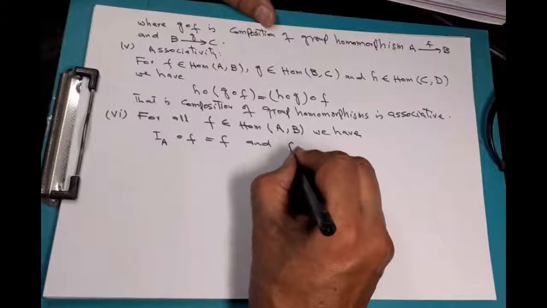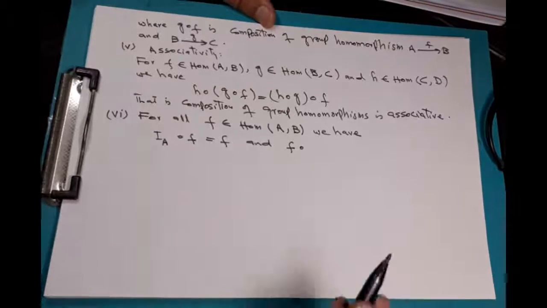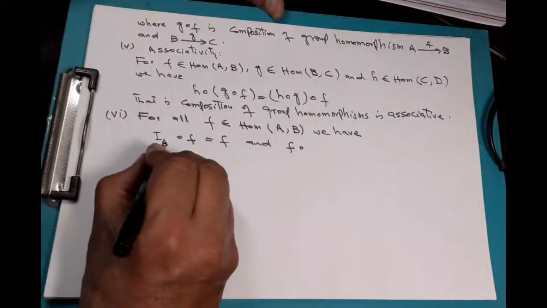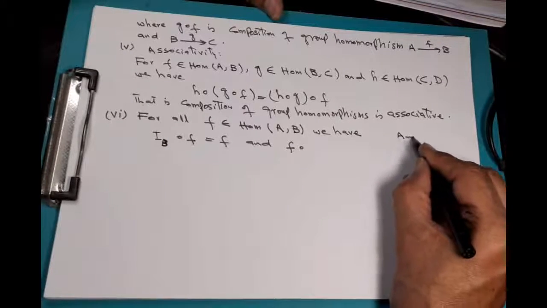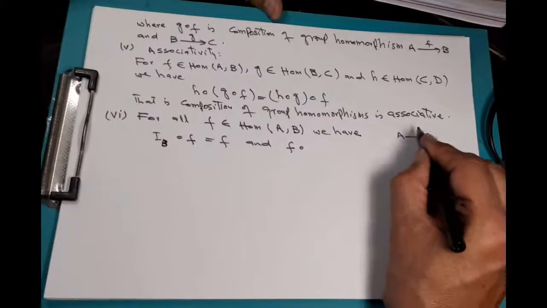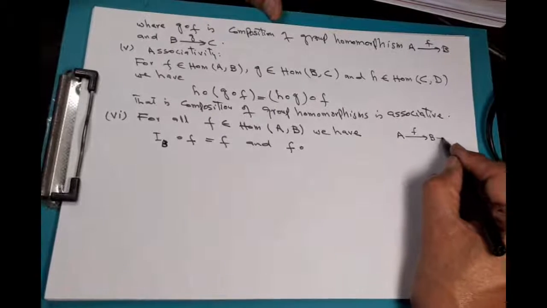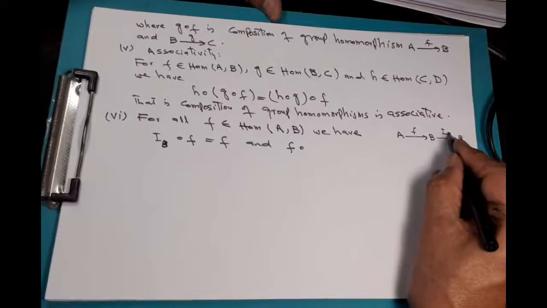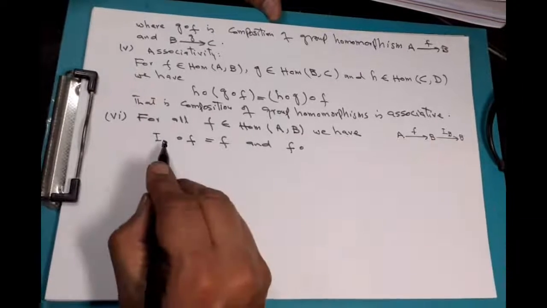composition of group homomorphism f with, sorry, I made a slight mistake here. In fact, this is going to be identity on group B. Let me draw the diagram. This was group homomorphism from A to B, and this is f. Now, this is identity from B to B. So identity from B to B composed with f is equal to f.